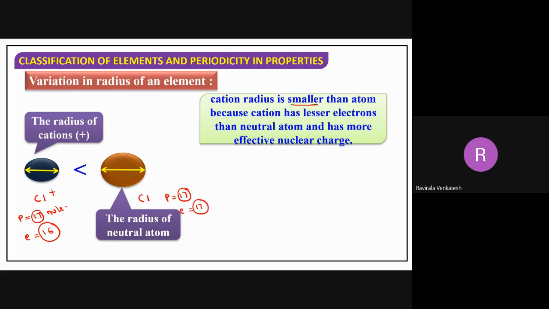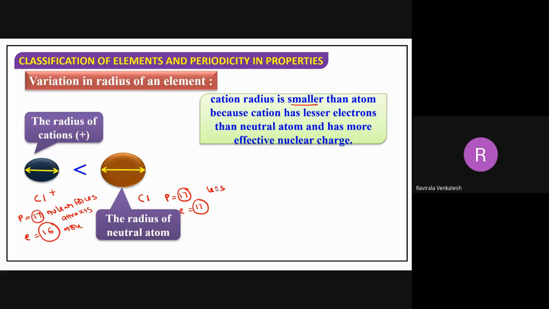So nuclear forces of attraction are actually what here? More. Nuclear force of attraction here is what? More. When both are the same, what happens? It will be vacant. I am not saying it is very less. Compared to this one, what happened? It will be less. In this case, it will be less. When nuclear force of attraction is more, the size will decrease.